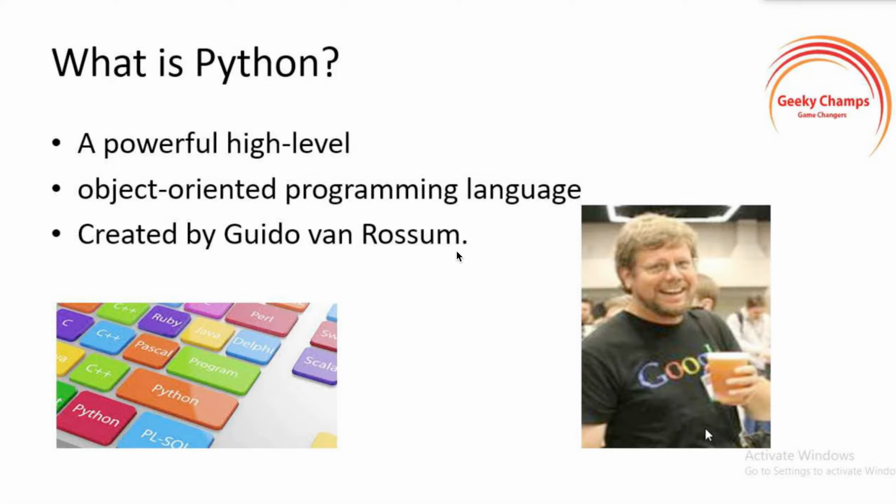So powerful high-level programming language, object-oriented programming language, these are various types of programming languages which tell you how to write that particular program which will give you a certain outcome. Okay, so this is what it is about the programming language.